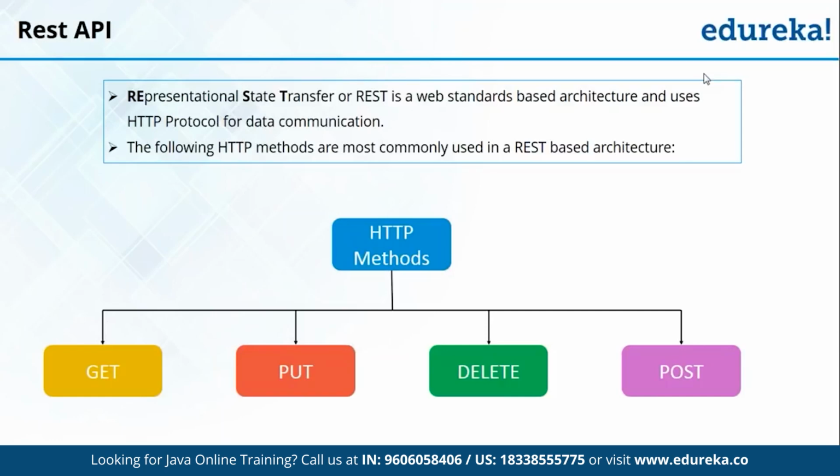PUT basically helps you in creating a new resource so that you can perform various operations on it. After that you have DELETE, which basically means that you're going to delete a specific resource, and then comes your POST. POST helps you to either update an existing resource or create a new resource if it is not present. Now apart from this, another HTTP method that we will be using is OPTIONS, which basically helps you understand the various supported operations with respect to a resource.